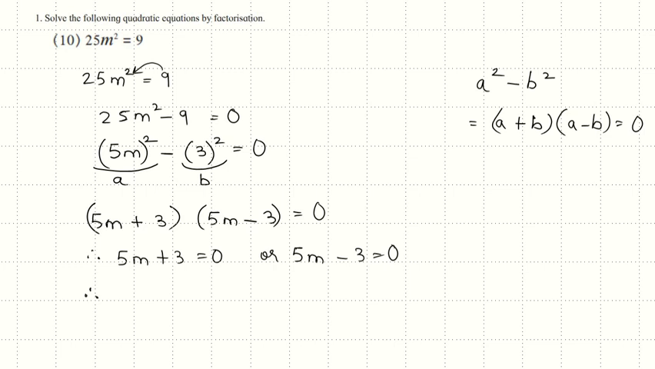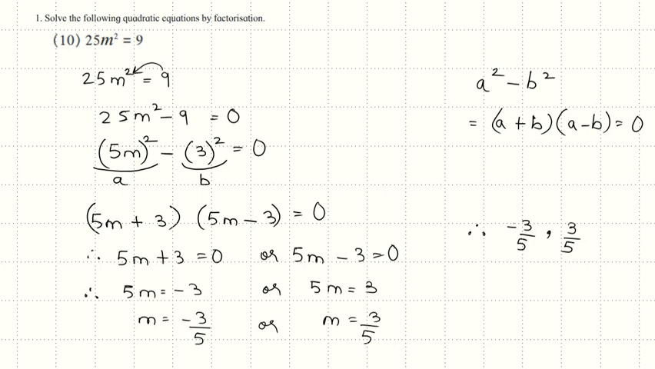We can also write 5m is equal to minus 3, or 5m is equal to 3. On further solving, we get m equal to minus 3 upon 5, or m equal to 3 upon 5. Therefore, the answer is minus 3 upon 5 comma 3 upon 5 are the roots of the given quadratic equation.